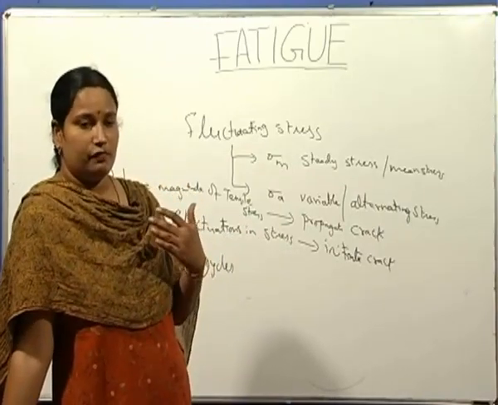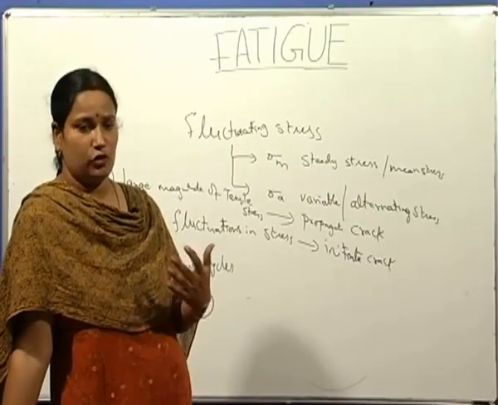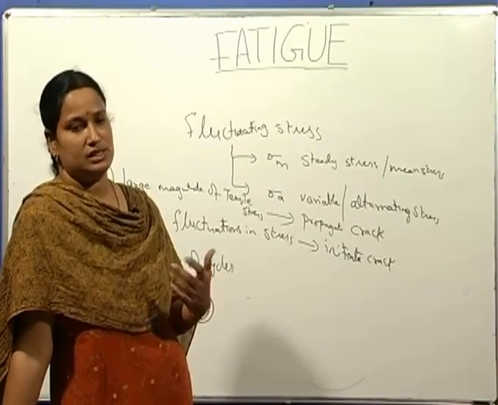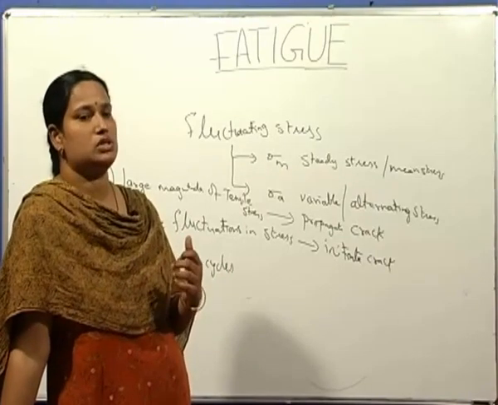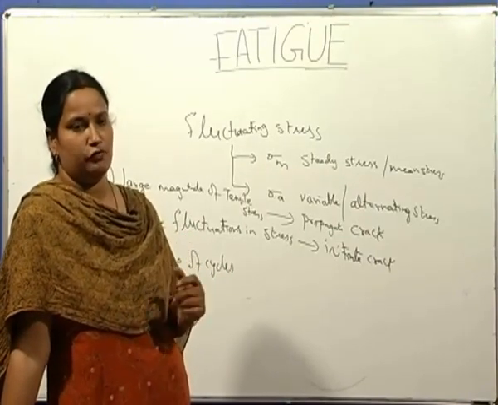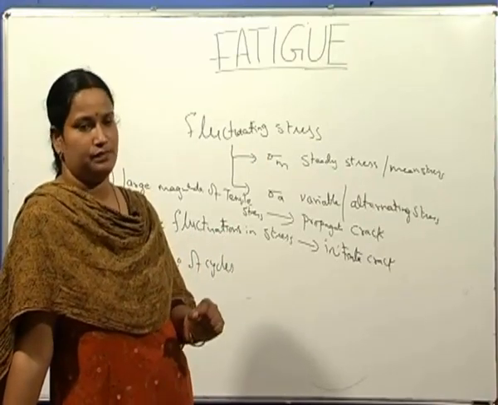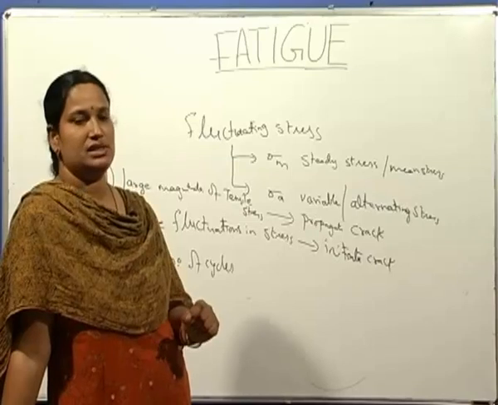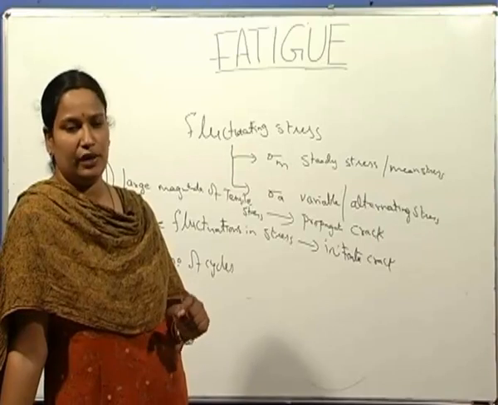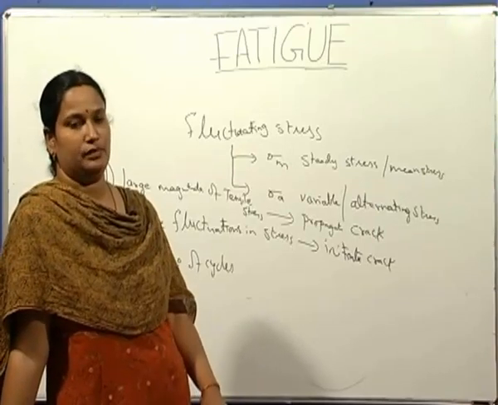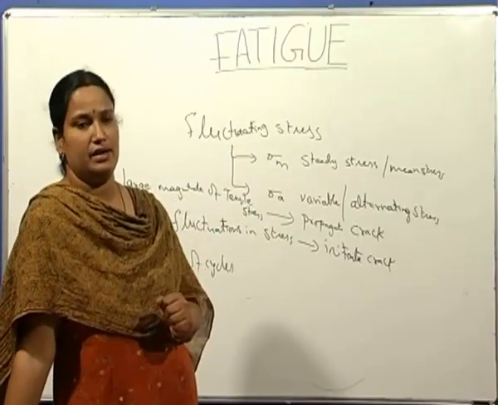Now there are various stress versus cycles, that means various forms of stress cycles. Among the various forms, the three most common forms of stress cycles are: the first one is the reversed stress cycle, the second is the repeated stress cycle, and the third is the random or irregular stress cycle. Now we shall see what is reversed stress, repeated stress, and random stress.